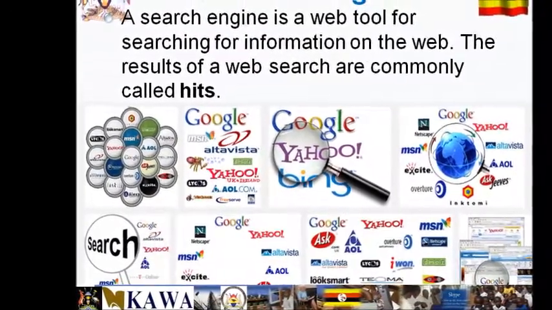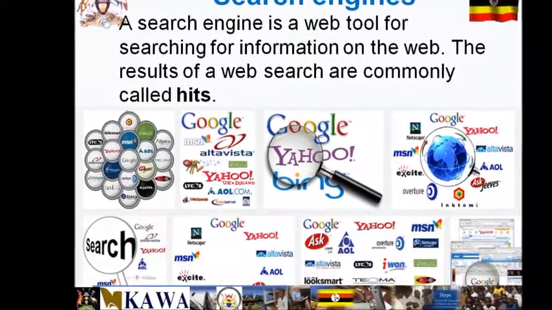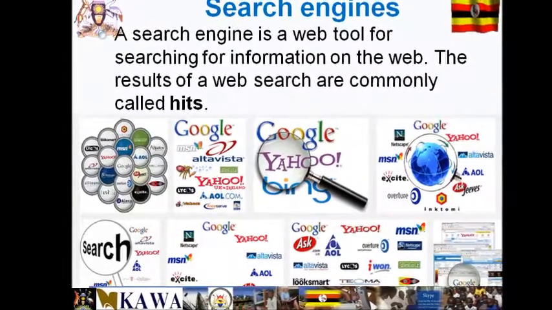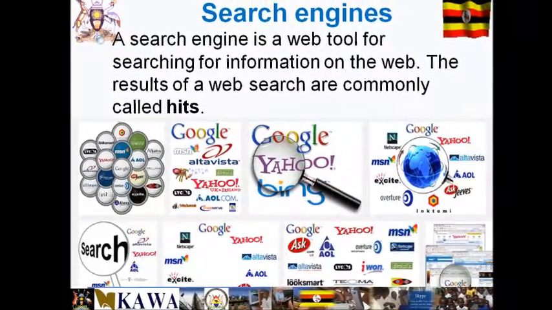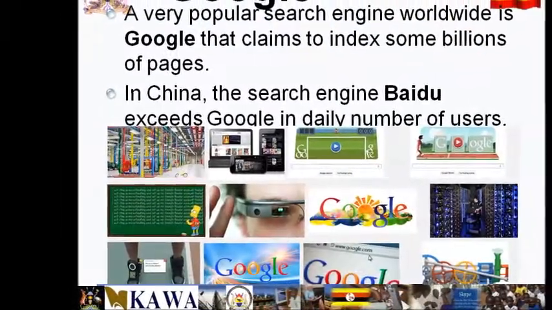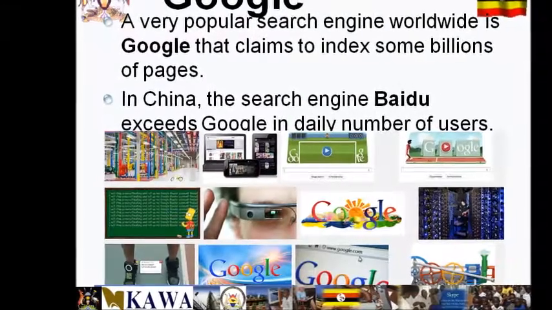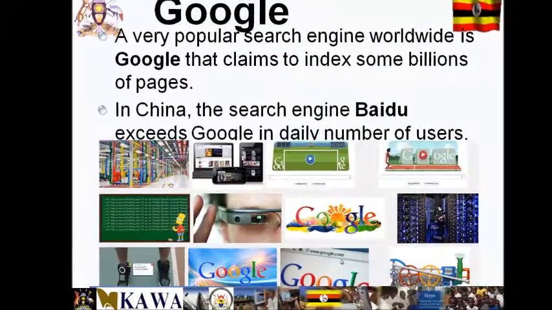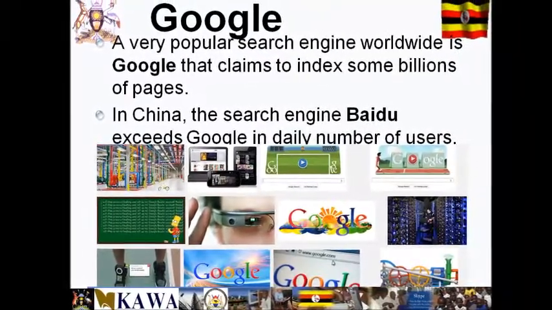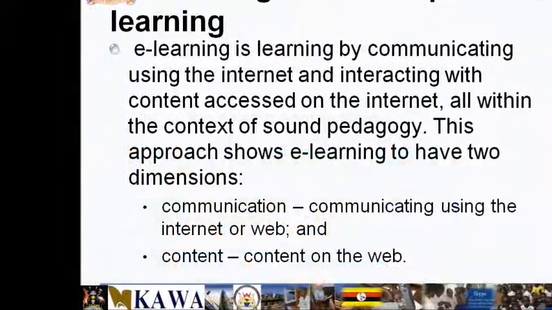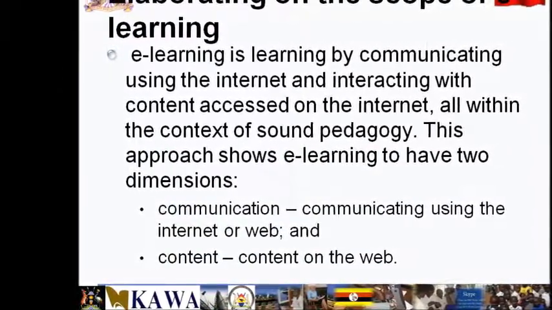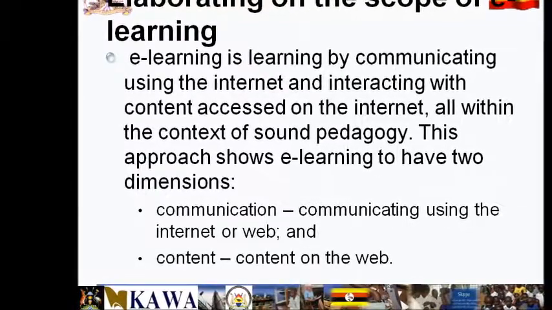So what are the e-learning tools online? E-learning is learning by communicating using the internet and interacting with the content accessed on the internet, all within the context of sound pedagogy. This approach shows e-learning to have two dimensions: communication and content. Communication deals with issues of the internet and the web, and the content, of course, deals with the information, the data, which is factual.